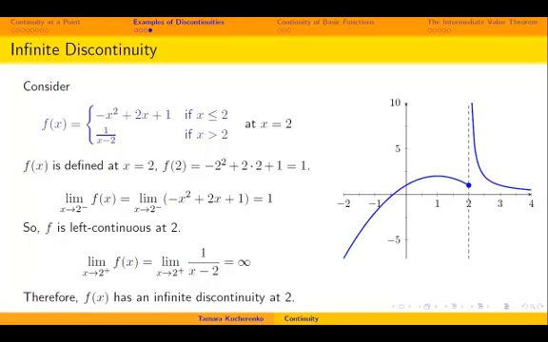The graph of f consists of a parabola -x squared plus 2x plus 1 on the interval from negative infinity to 2, and a shifted hyperbola 1 over x minus 2 on the interval from 2 to infinity. We see that f increases without bound as x approaches 2 from the right. On the other hand, f is continuous from the left at 2.